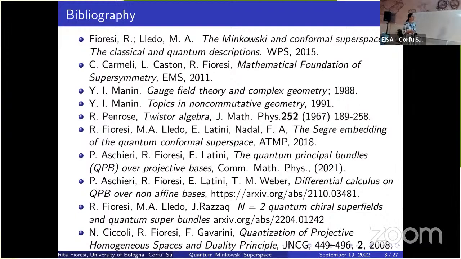I must say that the most influential book that you should at least open is the one by Manin, Gauge Field Theory and Complex Geometry. I don't think there is any physics in it, but there is a very authoritative treatment of supergeometry and the Penrose approach to the Minkowski space and the superspace in this way that I'm going to explain, where the action of the super or ordinary Poincaré comes very, very naturally.